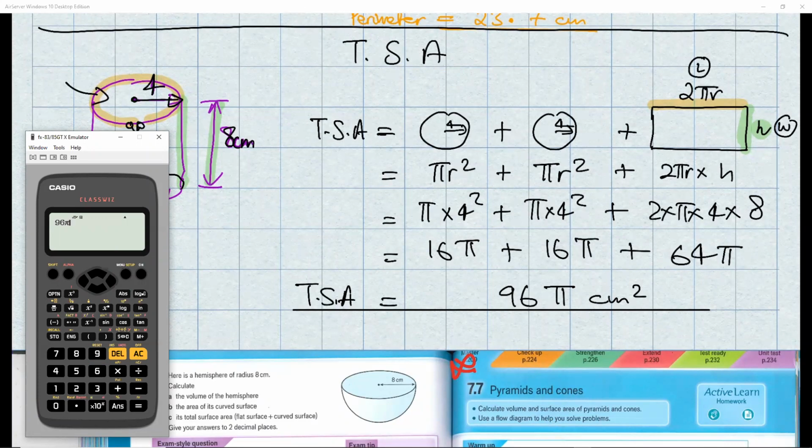Okay, so I've got an answer. Abdul Hamid's answer is matching. Everybody's answers will be matching. Good. Let's check it. Press equal. 96 pi. Okay, right.